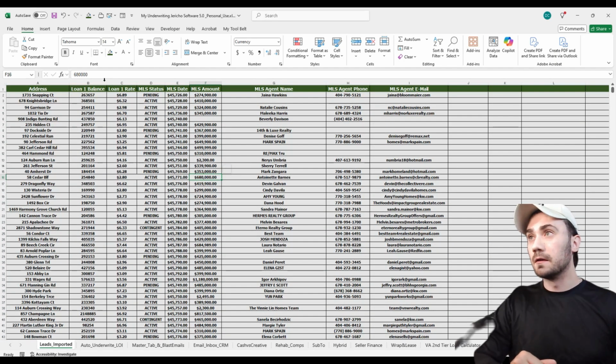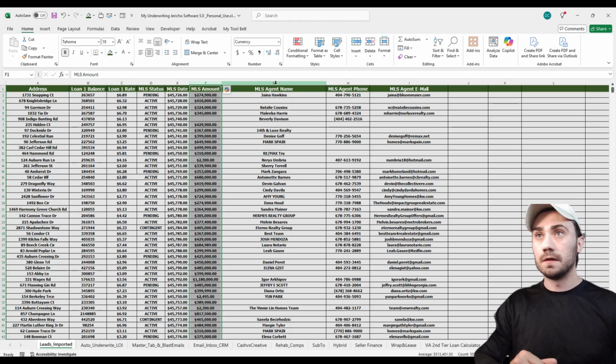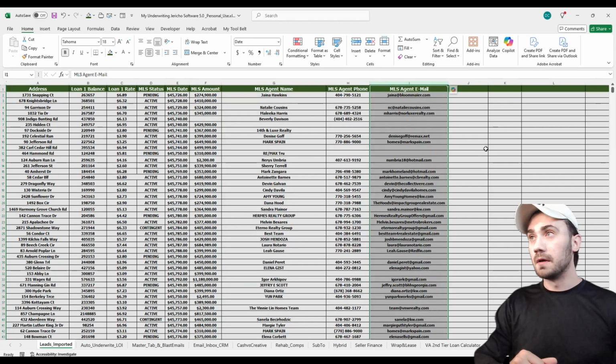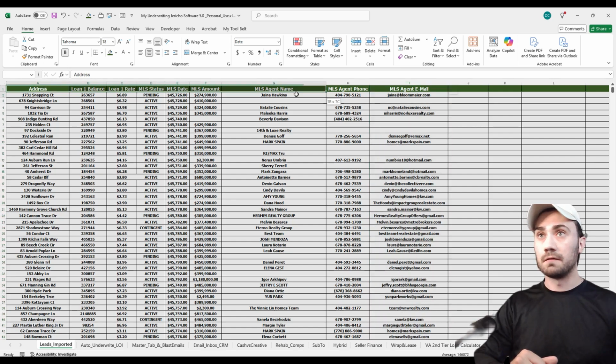And so now we have the loan one balance, loan one rate, the MLS amount, the agent's name, their email address. So what I'm going to do now is I need to start making sure that the format is correct for all of these cells. We're going to start doing some conditional formatting. And then once the conditional formatting is set, then we can do a filter here on the top header. And we can start categorizing properties that we want to target first.